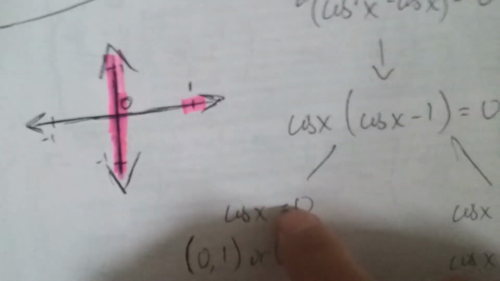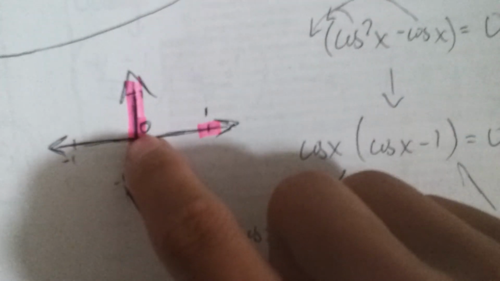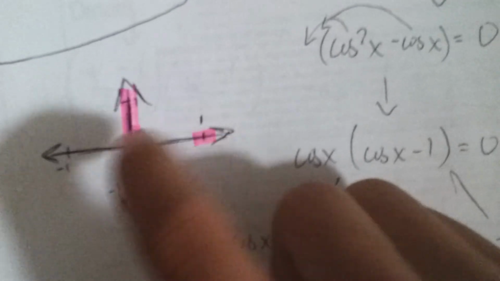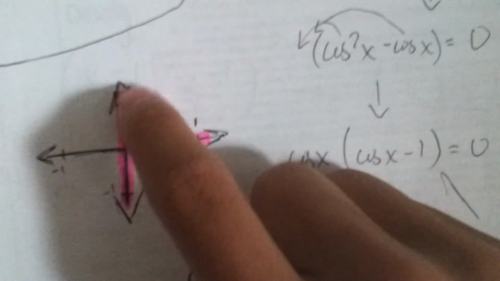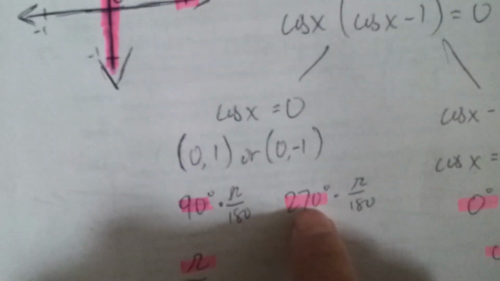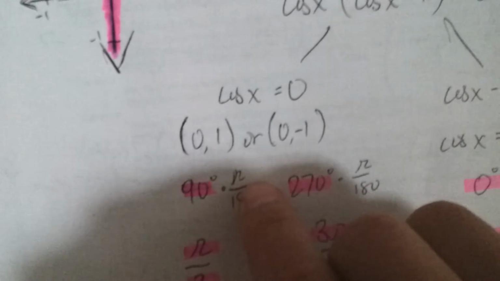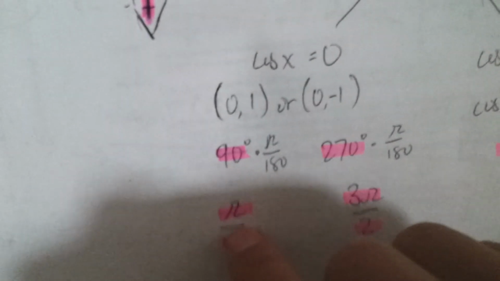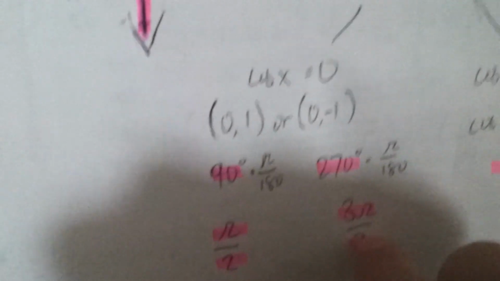So for cosine x equals 0, that would be here. And since it's 0, and cosine is x, it's not moving right or left, so the only way it can move is up and down. And up here is 90 degrees, and down here is 270. And then to convert that to radians, we multiply by pi divided by 180. So 90 degrees is pi over 2, and 270 is 3 pi over 2.